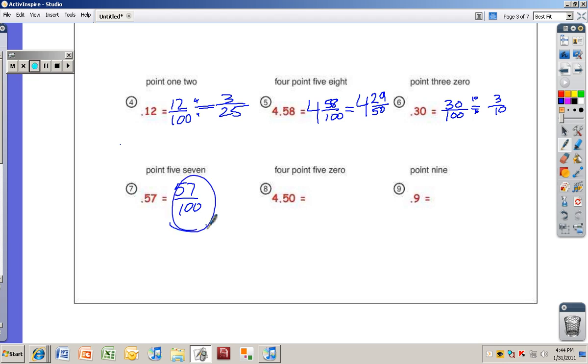How do I write this next one? 4 and 5 tenths. 50 over hundredths, right? And can I reduce 50 over 100? Yes. Now don't forget the whole number. 4 and what is 50 hundredths? 1/2, right? Divide top and bottom by what? 50. Last one? 9/10, right? It's 9/10. And what does that reduce to? Nothing. It's just 9/10.